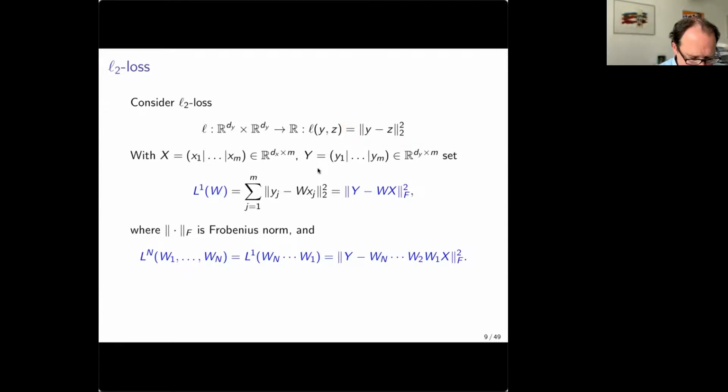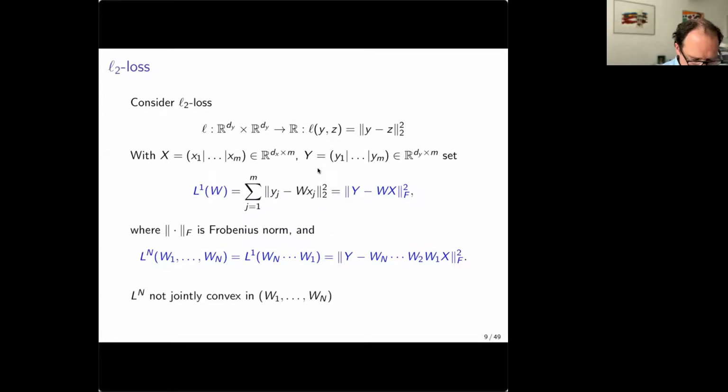And so if we get data, which we collect into some data matrix X, and the output data we combine into another matrix Y, then if we introduce this function L_1(W), where the N here always stands for the number of layers, we can write this in this form, the Frobenius norm squared of Y minus WX. And now we plug in such a factorization into this L_1 functional, and then we get a functional on all these single matrices, which looks like this.